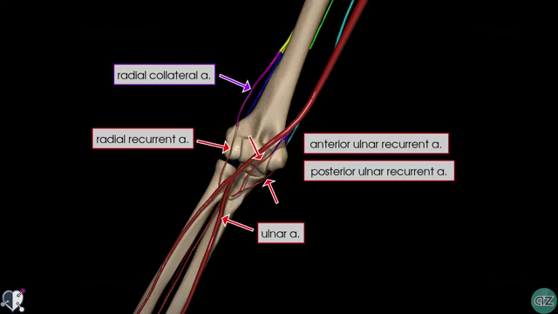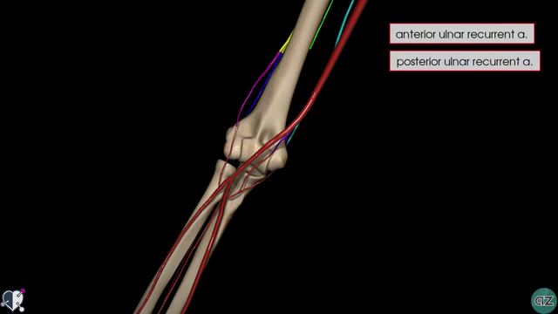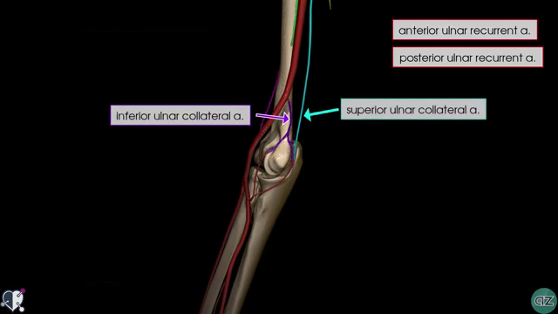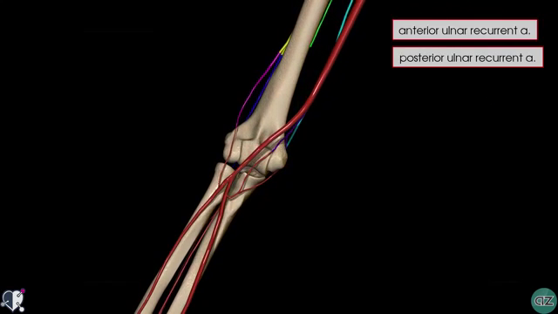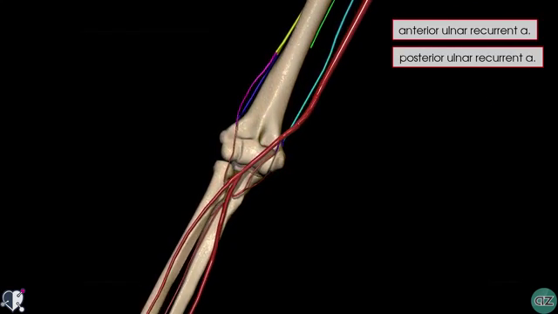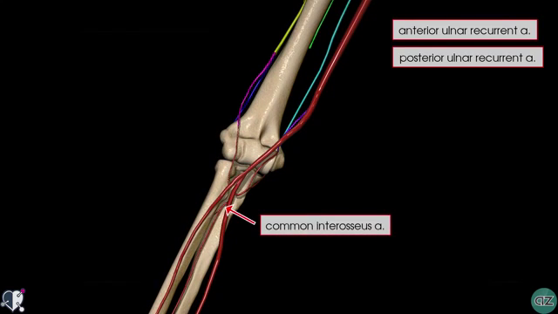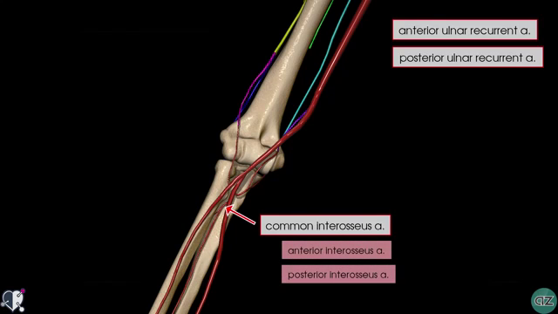In this model they're seen originating from a common trunk, but often they will arise directly from the proximal ulnar artery. So we saw the superior and inferior ulnar collateral arteries arising directly from the brachial artery in the first part of this tutorial, and we can see how they anastomose with the ulnar recurrent arteries. Now a little bit more distally, there's another branch given off the proximal ulnar artery. This is the common interosseous artery, which divides into an anterior branch and a posterior branch.